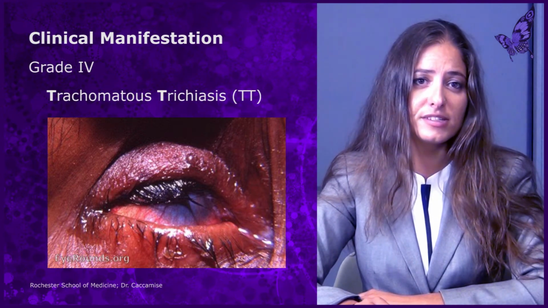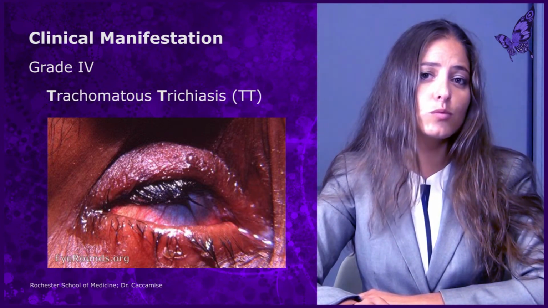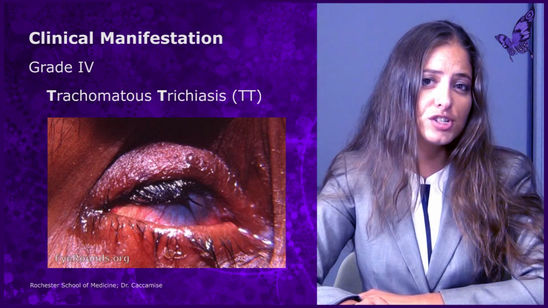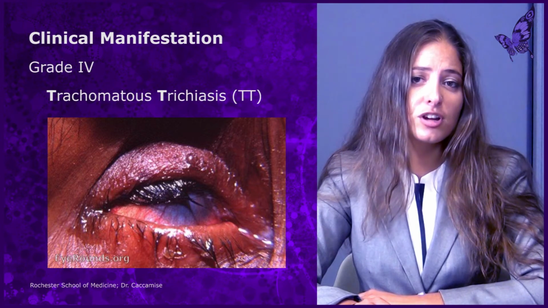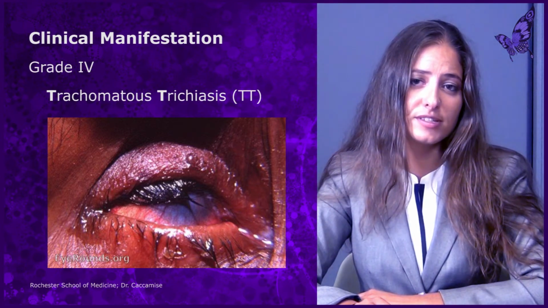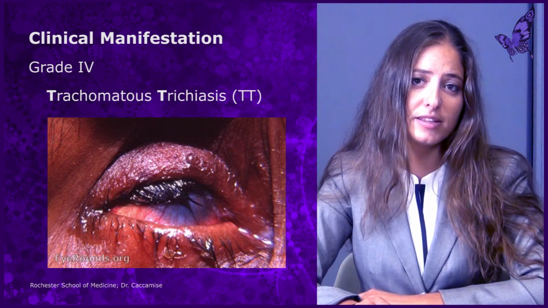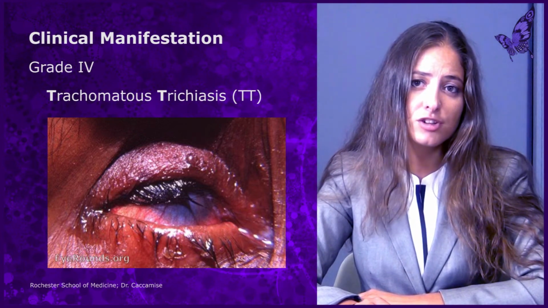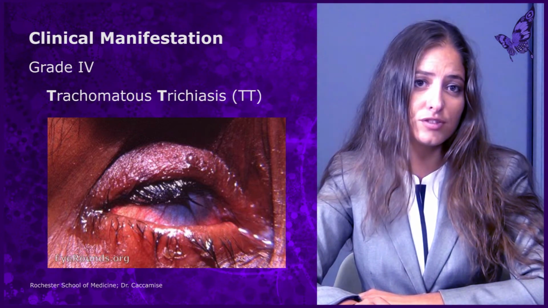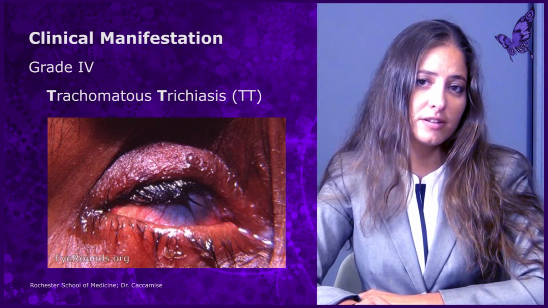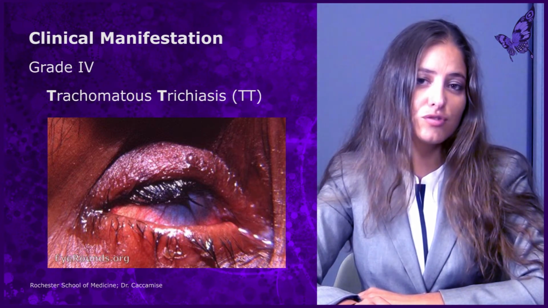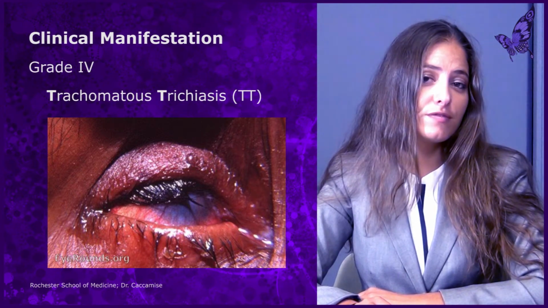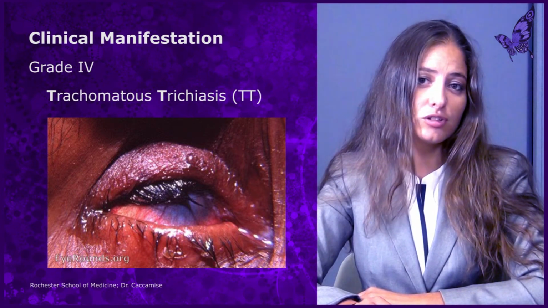Key findings in this stage include the presence of at least one ingrown eyelash touching the globe or evidence of epilation. Trichiasis significantly increases the likelihood of blindness in patients with trachoma. Trichiasis is further divided into 1. Minor, which is 1 to 5 eyelashes touching the eye globe, and 2. Major, when more than 5 eyelashes are touching the eye globe.